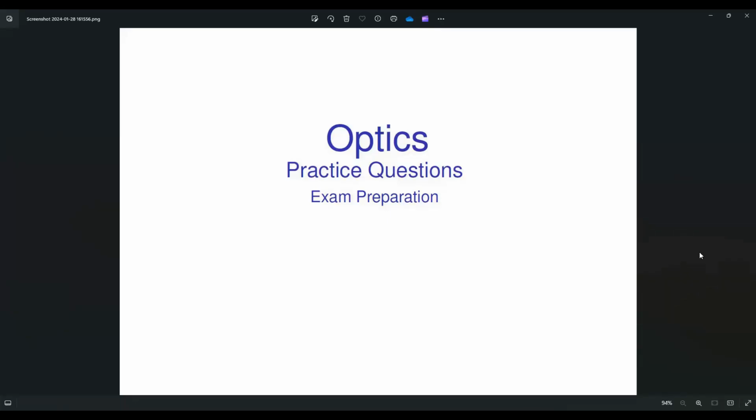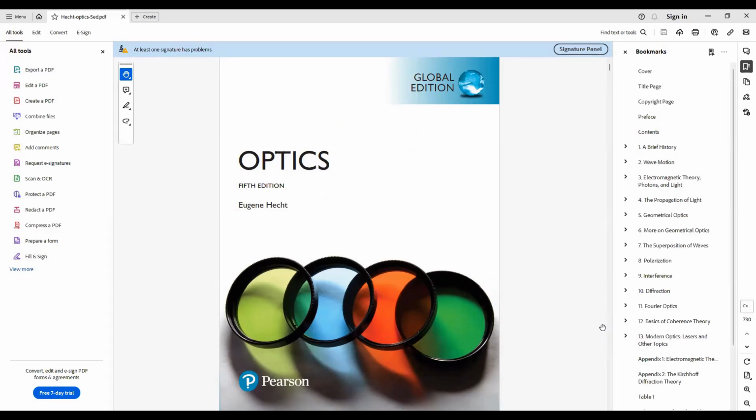Hi, questions in optics. Here is a textbook for optics.